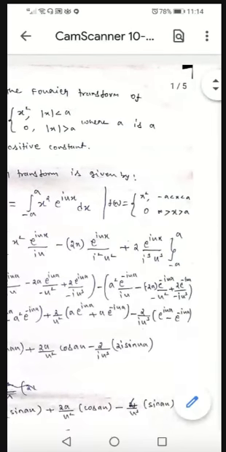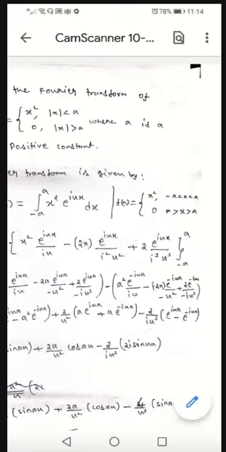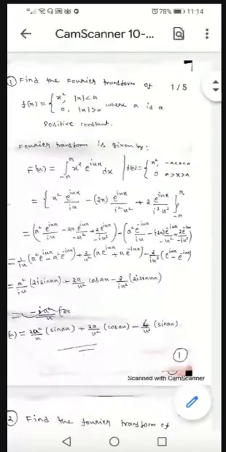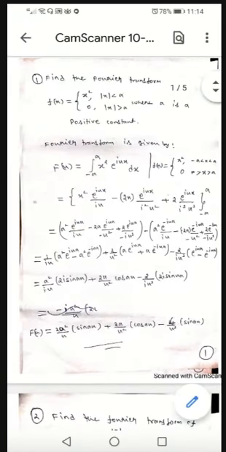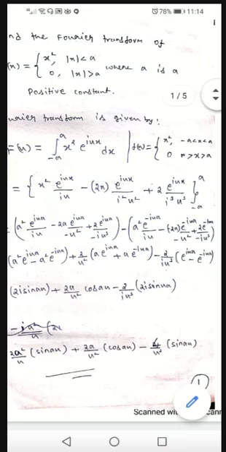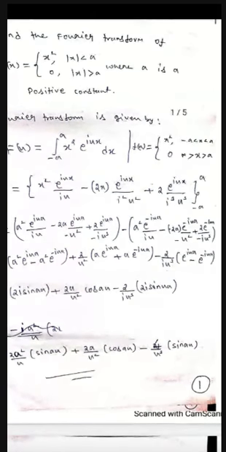Substitute the lower limit: minus a square e power minus iua. Wherever x is there, we just substitute minus a. That's it. So you have in the denominator iu, in the denominator i square there, so that it is minus u square, minus 1 u square. Next i cube can be written as minus i.